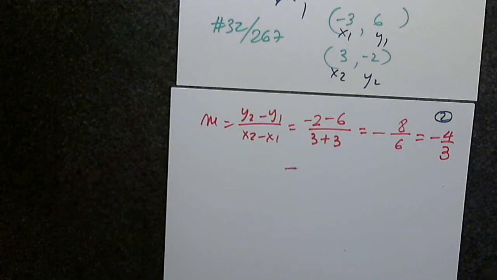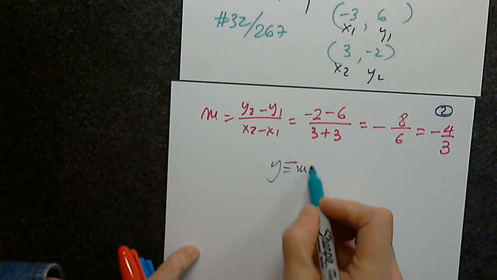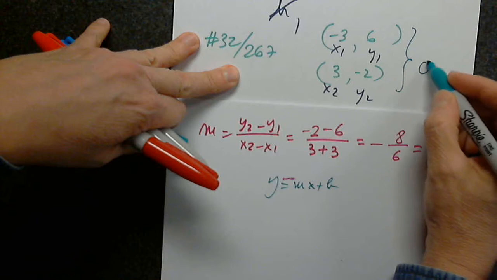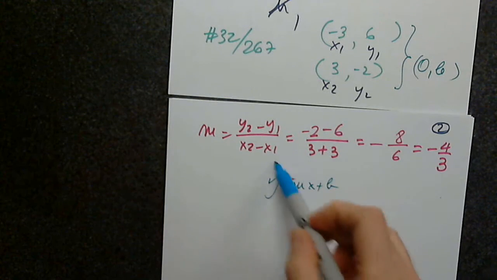Now, what will be my next step? I need to find the equation. So I have the slope, what now? Remember, I have two possibilities, y equals mx plus b, or y minus y1 equals the slope times x minus x1. I will use y equals mx plus b only if any of the points is 0, b, 0 and a number, but I don't have that. So don't waste your time.